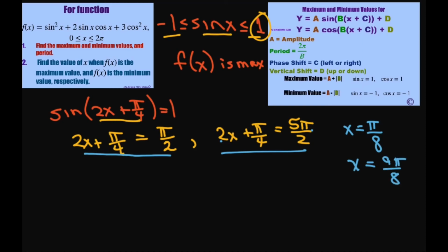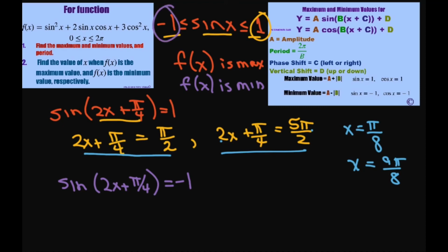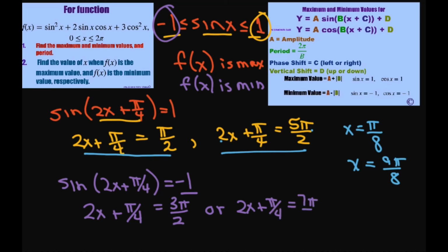All right, now let's look at the minimum value. So when we have sine of 2x plus pi divided by 4 equals -1, then that means our f of x is a minimum value. So that's why we're setting that. This is going to happen at 3 pi divided by 2 or 7 pi divided by 2. So we're going to set this as 2x plus pi divided by 4 equals 3 pi divided by 2, or 2x plus pi divided by 4 equals 7 pi divided by 2.